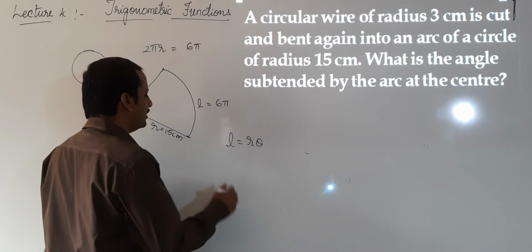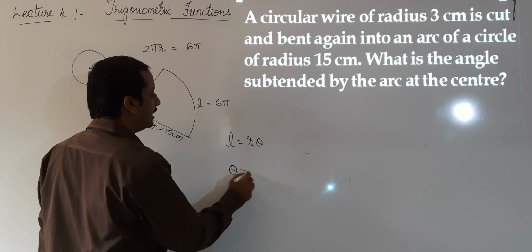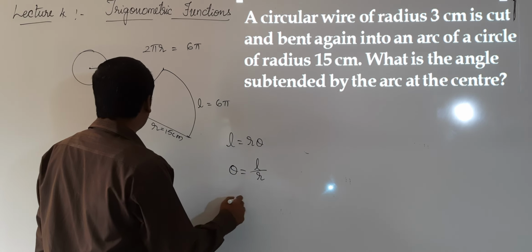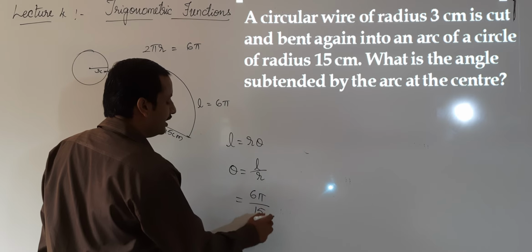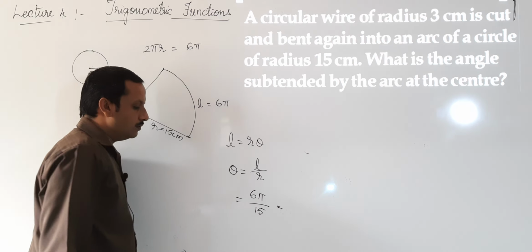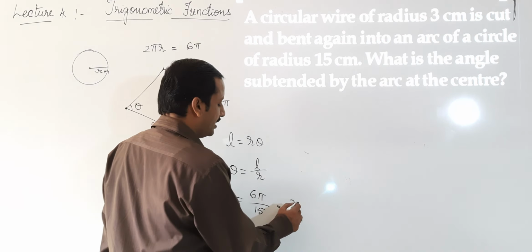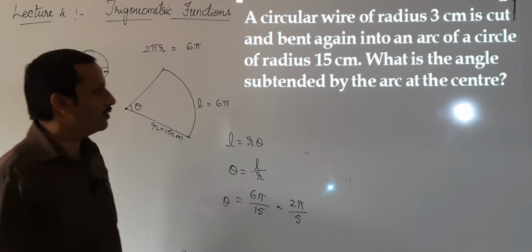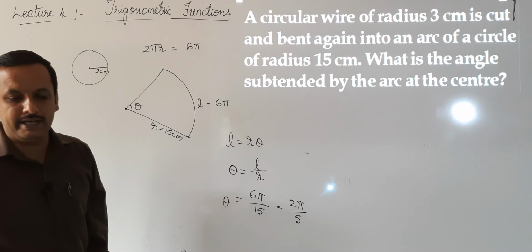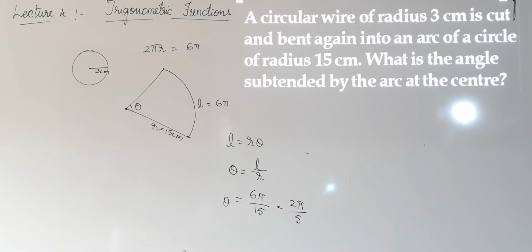L is equal to r into theta. And what do you want? Theta. Theta is equal to L by r. L is 6 pi, r is 15. That's equal to 2 pi by 5. So theta is equal to 2 pi by 5. 2 pi by 5 radians is the answer.